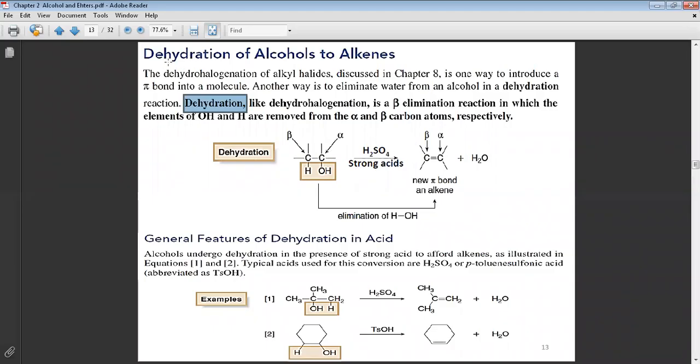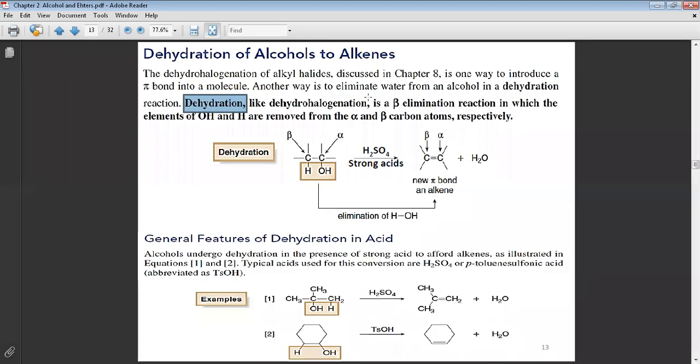Dehydrohalogenation of alkyl halide, chapter 2, is one way to introduce the pi bond. Another way is to eliminate water from the alcohol, which is called dehydration. Dehydrohalogenation means removing HX.